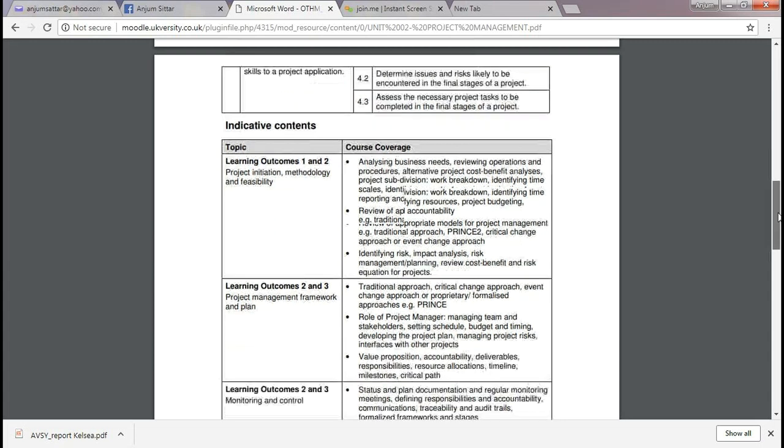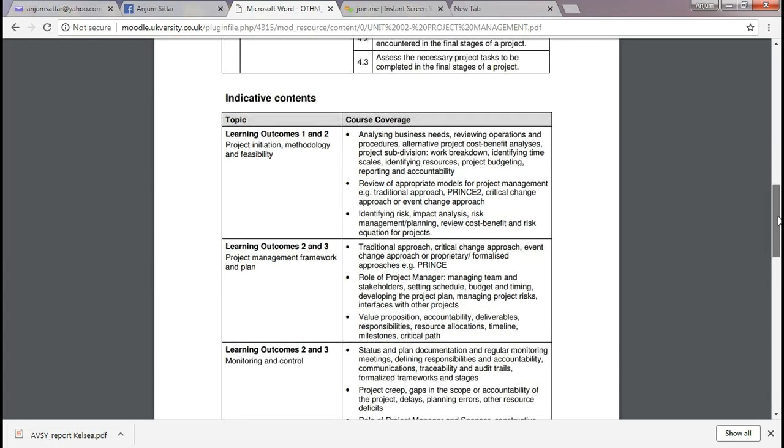So today we'll move forward and focus on LO2, and a bit of recap of LO1 as well, because these two are linked to each other. Each learning outcome is linked with the previous learning outcome. So today's lesson will be focused on LO2, project management framework and plan. We will discuss the planning tools that we can use and different traditional approaches. Our approach is the critical change approach, how we can change and why change is difficult in our organization.